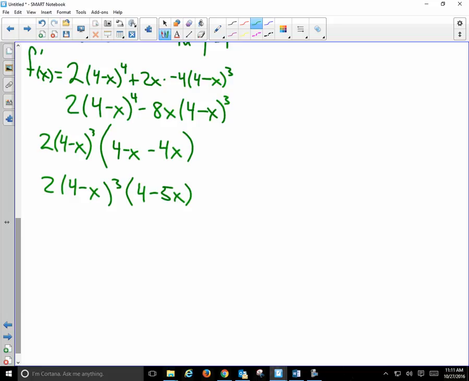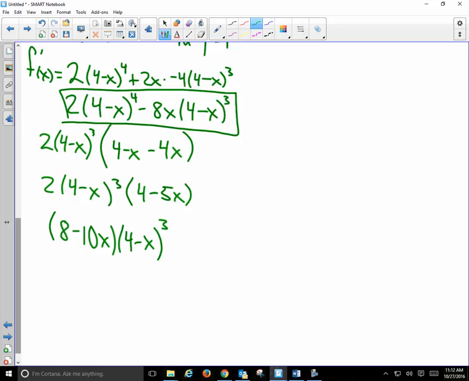I can't tell you whether the book would write it like this or if the book would write it as 8 minus 10x times 4 minus x to the third power. So I multiplied the 2 through that binomial. I don't know how they'd write it. The AP exam might choose either way. But I can guarantee that the AP exam most likely will not leave it like that. I took the 2 and I distributed to the 4, and the 2 distributed to the 5. How's that?